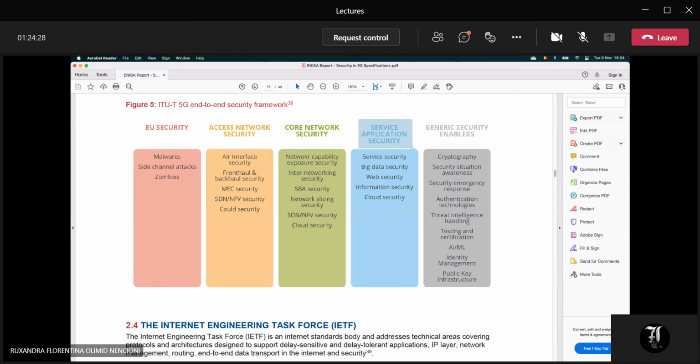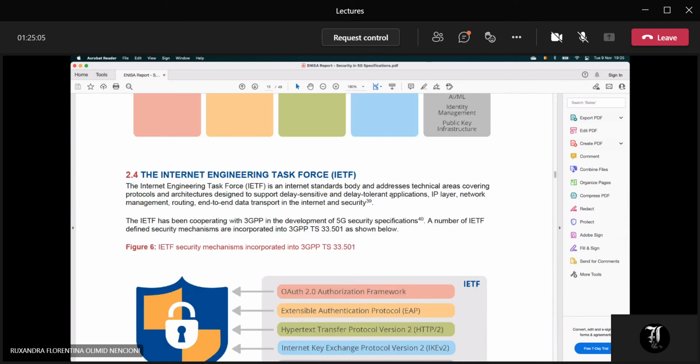And then I can have something about the security of the applications, service applications, okay? And I can have a look at different aspects, the air interface. Here there are very nice things that are related to 5G. The MEC, the SDN, the NFV, these are notions that are appearing very closely related to 5G, and the security of which is raising a lot of problems. Okay, and then the same I can have in the core network and so on.